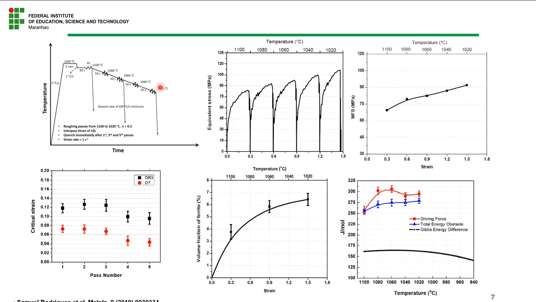And after the last, fifth pass of the roughing simulation, the volume fraction of ferrite was about 6.5 or 7%. We also performed the thermodynamic calculation, where we used the approach that I showed you in the previous slides. As you can see, the Gibbs energy difference for this temperature and this material we calculate according to the chemical composition of the material. We have the Gibbs energy difference over this range of temperature that the simulation used.